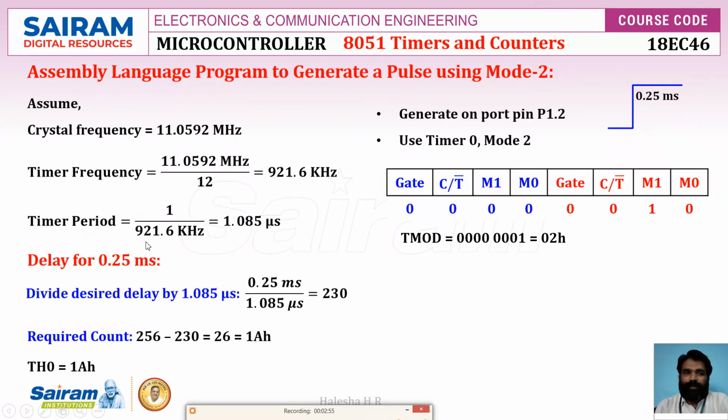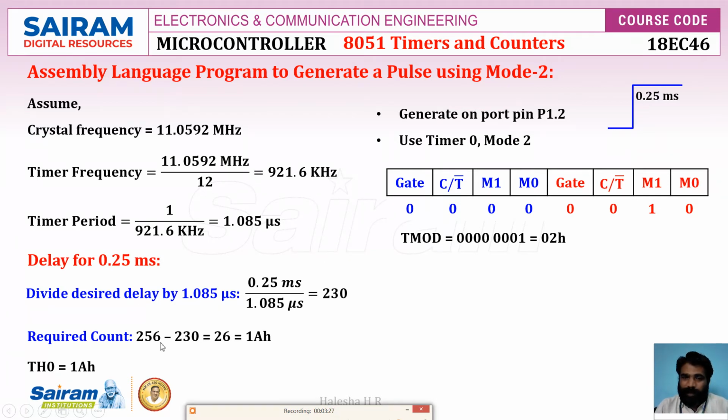Okay, fine. Now we'll see the assembly language program to generate a pulse using mode 2. We observed how to program in mode 1 to generate a pulse, that means high pulse and low pulse, as well as square wave. Now using mode 2, similar steps, but the only change is here. The required count is obtained by subtracting 256 minus 230. We'll consider the same pulse.